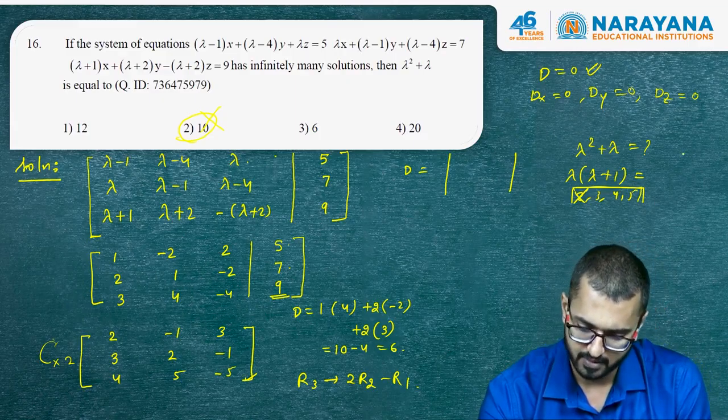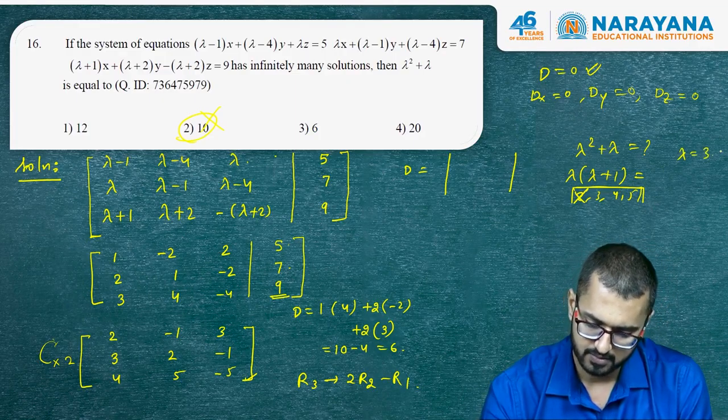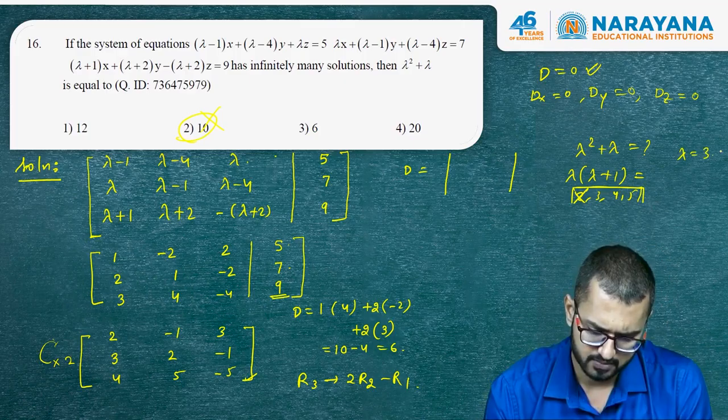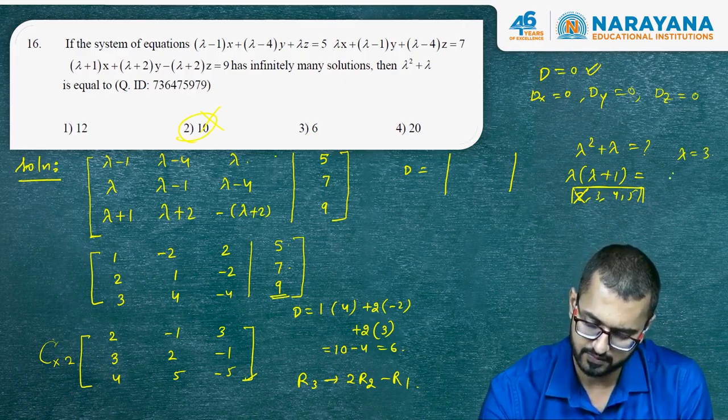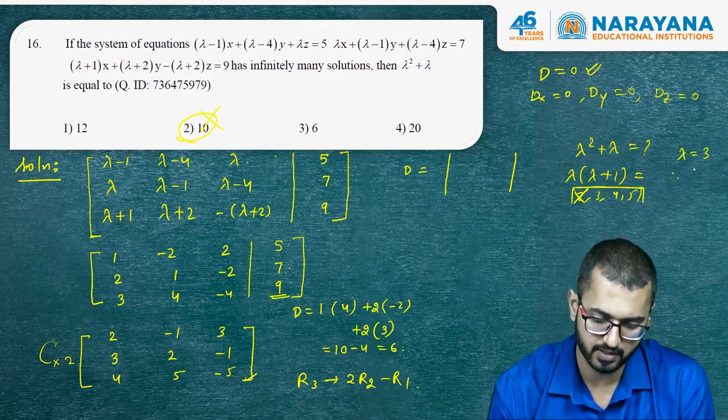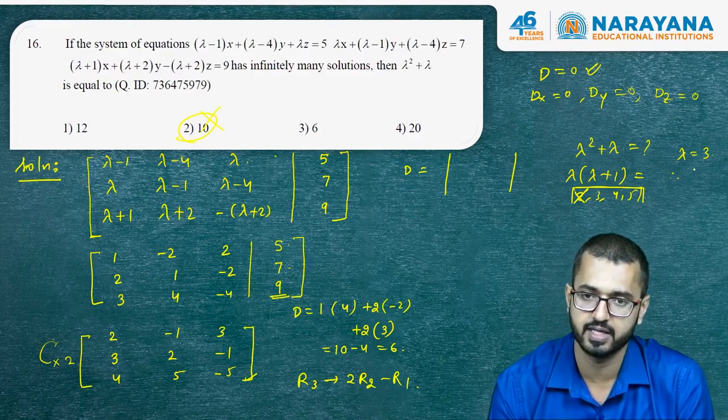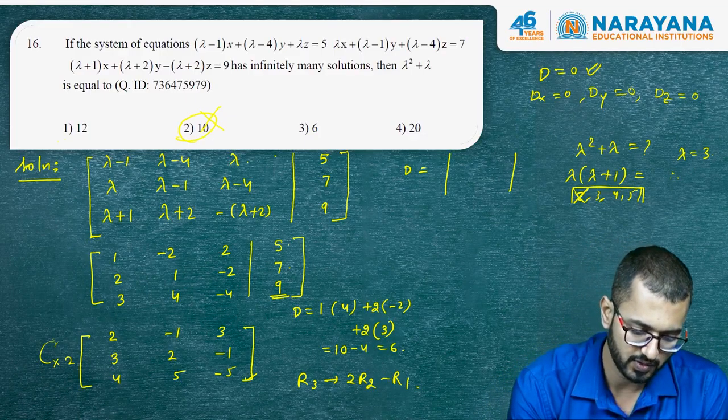So lambda is 3 now. Therefore, they want lambda square plus lambda, so 3 square plus 3, that is 9 plus 3, 12. So 12 must be our answer.